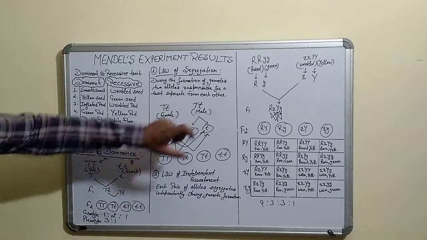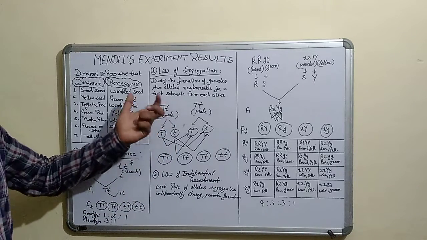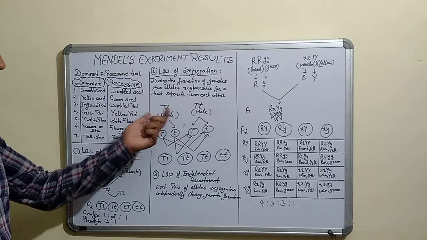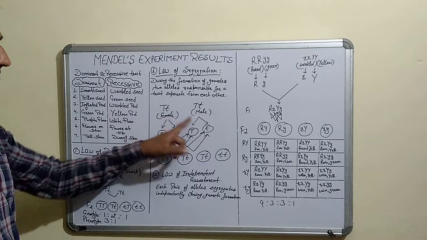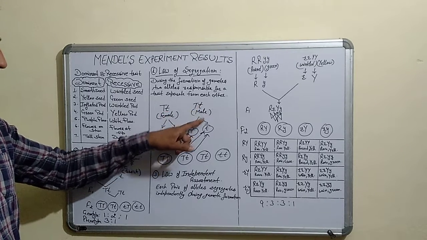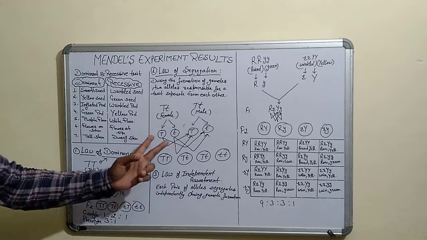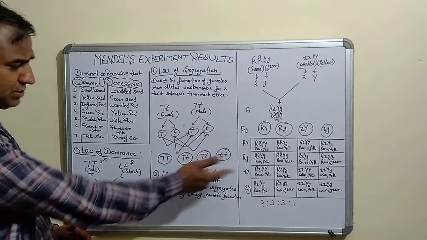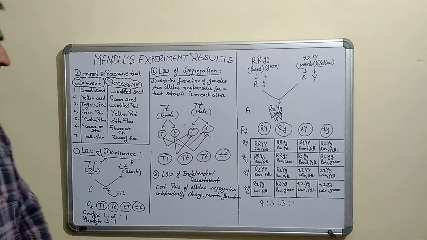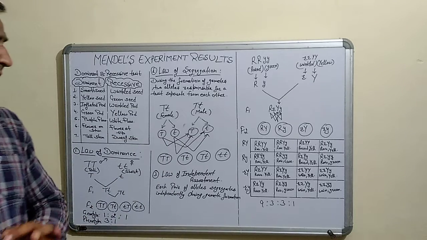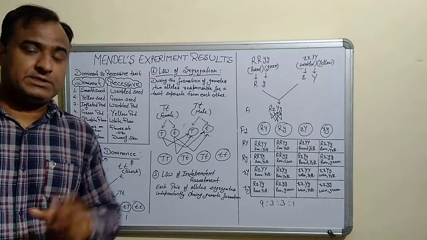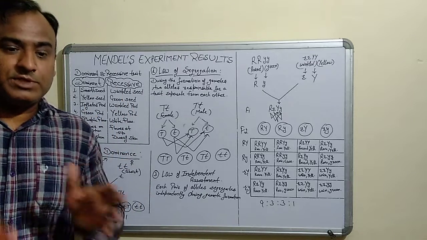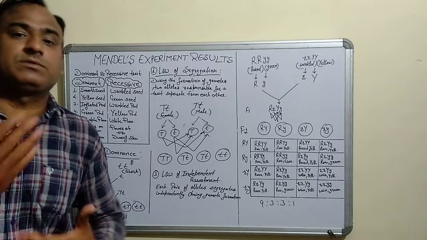Segregation means separating. In this, there is one parent with heterozygous form, capital T small t, and another heterozygous parent as well. These characters separate out, capital T and small t, and then they combine with each other and form this ratio. This is all about the law of segregation. What is the law of segregation? The characters separate out and again combine. If the characters are present in heterozygous form, these characters separate out and again combine and then transfer to the next generation.